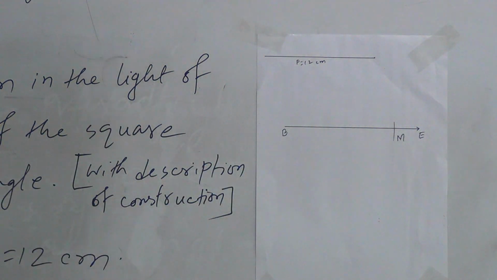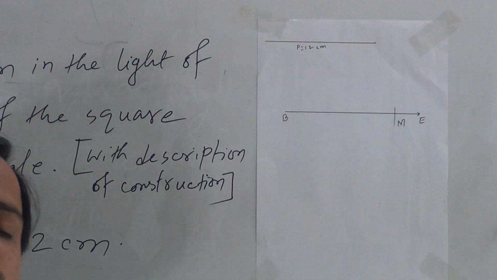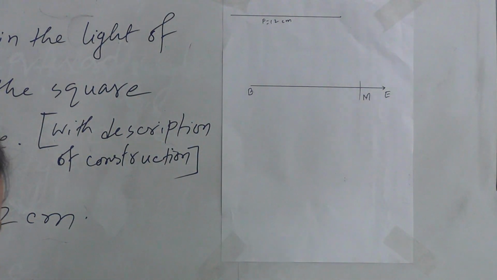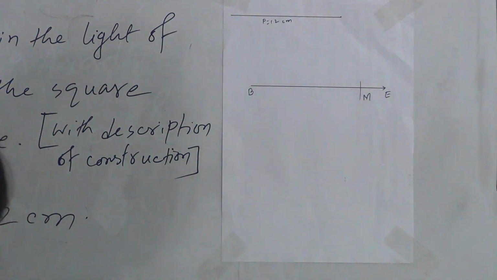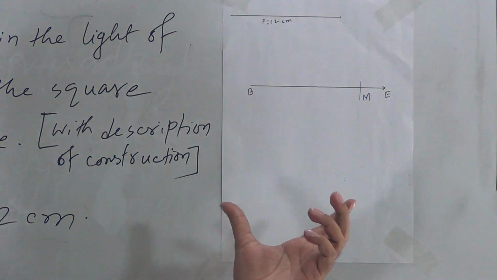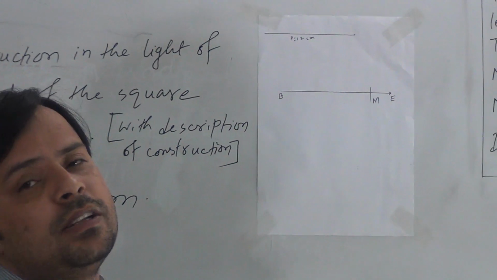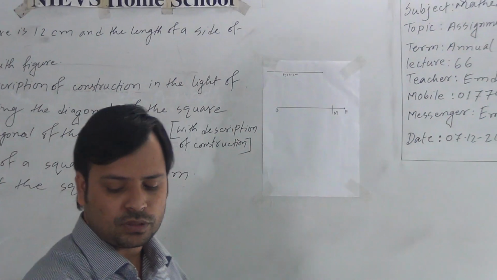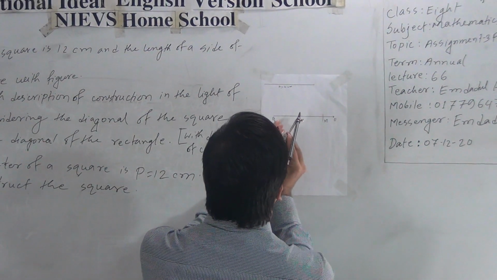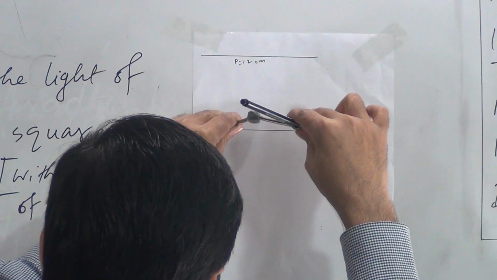Now, dear students, you know that perimeter means the length of four sides of a square, and you know that the length of all the sides are equal. So we have to divide this perimeter into four equal parts to get the length of each side of the square. So we have to take 1/4 of this line segment, 12 centimeter. Now to do this, at first we have to bisect this line segment BM.